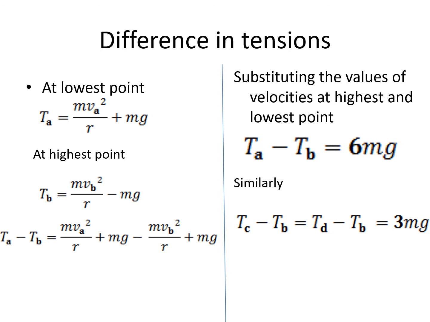So taking the difference between the tension at the lowest and the highest point, T_A minus T_B is equal to mv_A square upon r plus mg minus mv_B square upon r minus mg. Substituting the values of velocities at the lowest and the highest points, we get the difference in the tension as T_A minus T_B equal to 6 times mg. Similarly, I leave it to the readers to calculate the difference between the tension observed at point C and point B and the difference in the tension observed at point D and point B, which must be equal to 3 times mg.